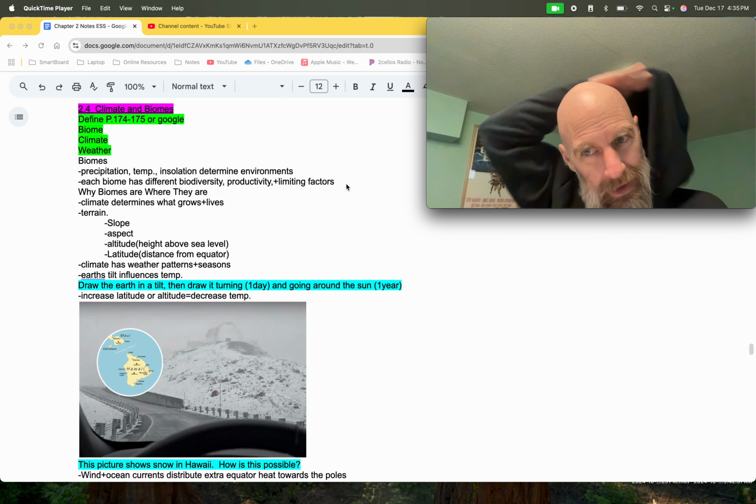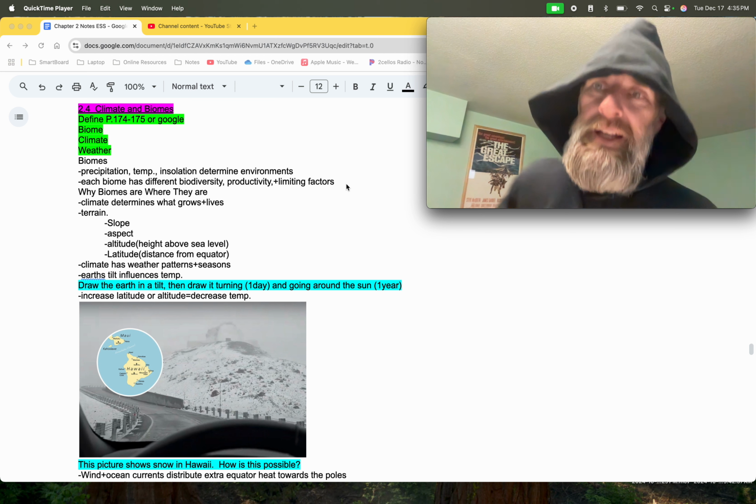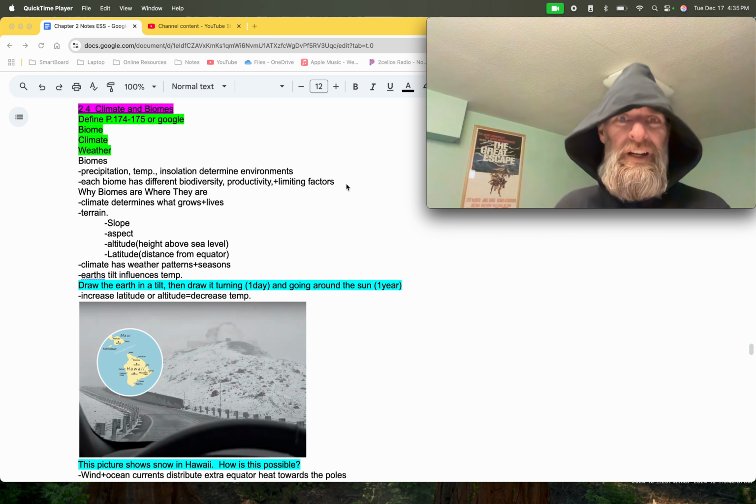I'm going to put my hood up. It's going to make me look like an evil guy, but hey, we'll work with it. Or druid. All right.